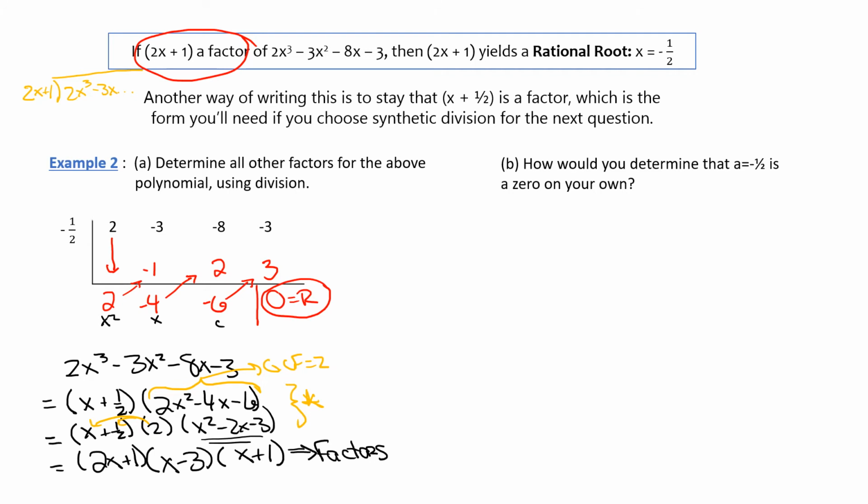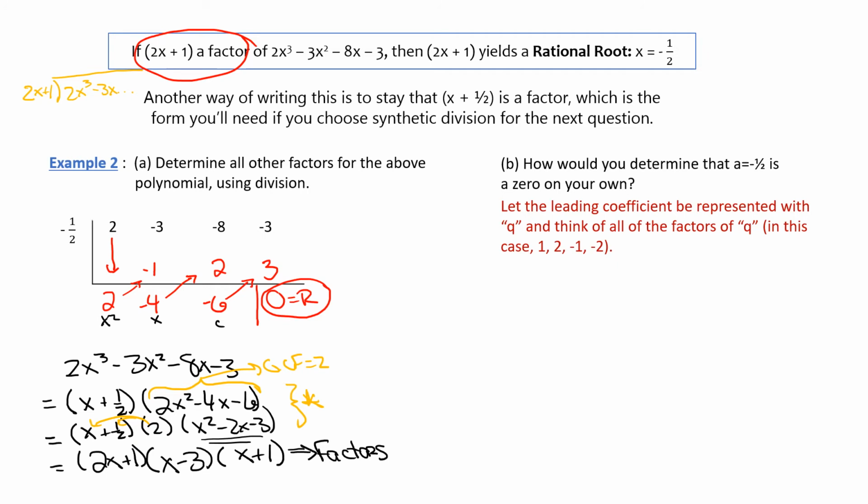Part B, how would you determine that a equals negative 1/2 is a 0 on your own? So how would we get this on our own? Because the question told us this factor, and it turned out to be a 1/2. How would I get a 1/2 on your own? So this is still part of our factor theorem. It's just more complex here.